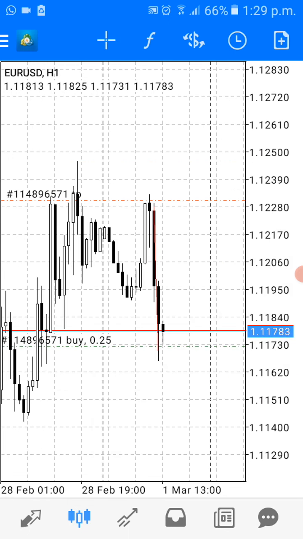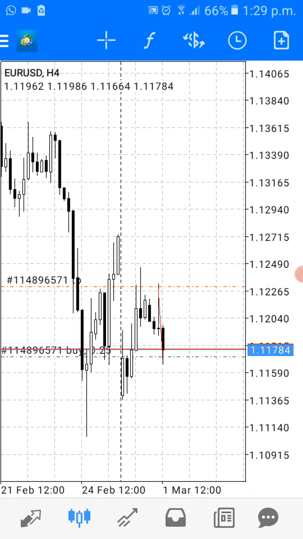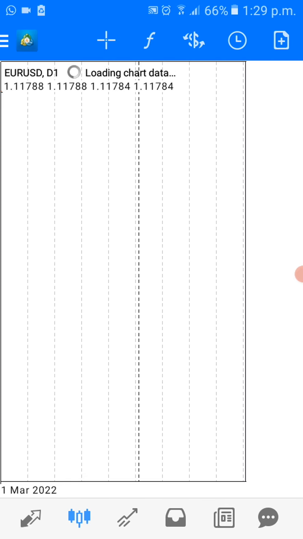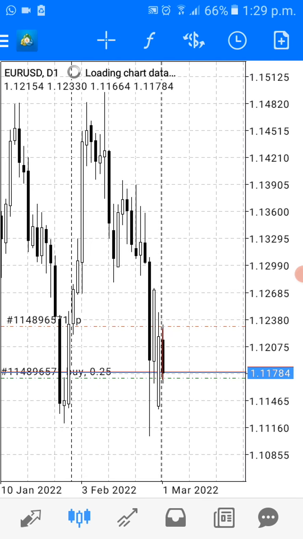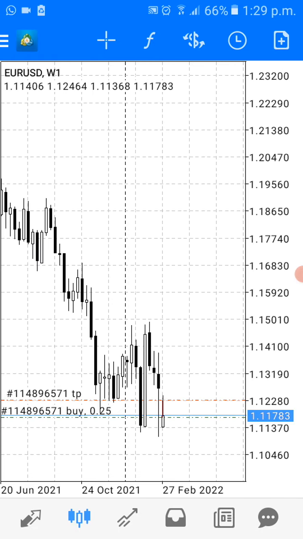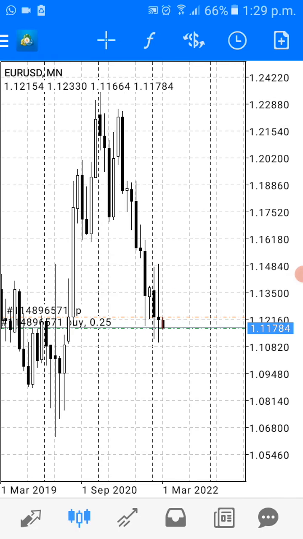And obviously here as well, we're in a downtrend. H4 downtrend, daily we're in a downtrend as well as the weekly, and the month as well, we're in a downtrend. So obviously taking a buy position is a wasted idea here.